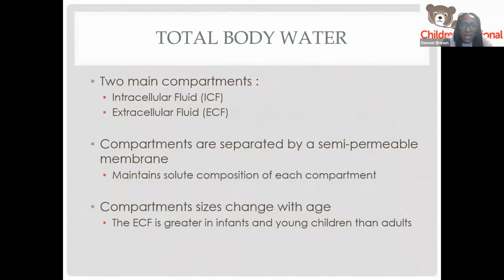Now, total body water has two main compartments. There's the intracellular fluid and the extracellular fluid. And the compartments are separated by a semi-permeable membrane. And what that membrane does is maintain the solute composition of each of the individual compartments. Now, the compartment sizes do change with age. Again, as in the picture I just showed, the extracellular fluid is greater in our small infants who have higher total body water, as well as our young children compared to adults.